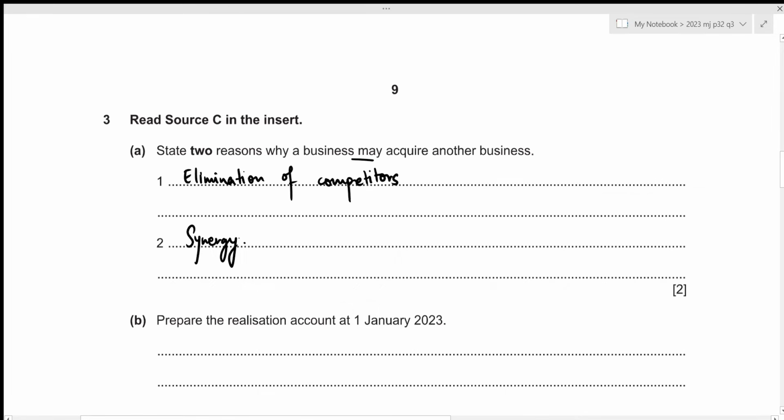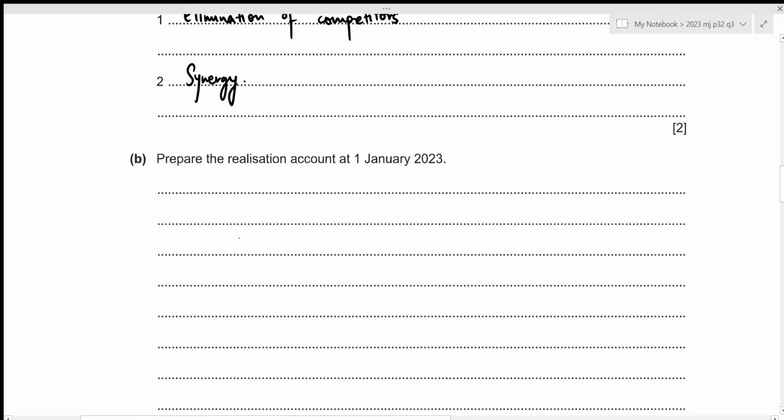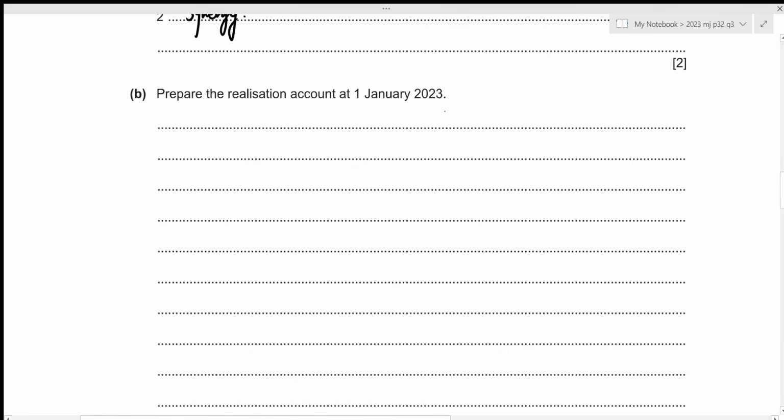That's all for the first part of this question. We can now move towards the second one. We now need to prepare the realization account at 1st January 2023. So realization account is just the T account. And the format is pretty simple.